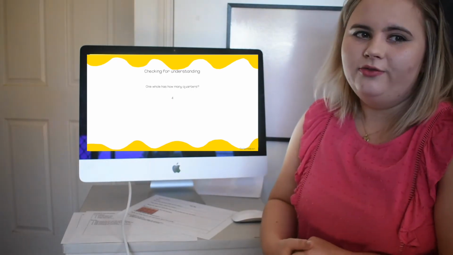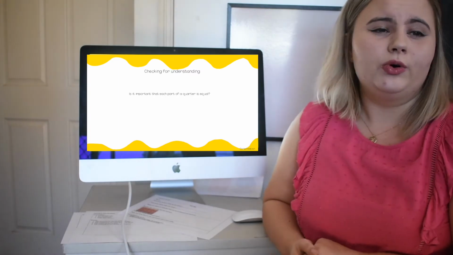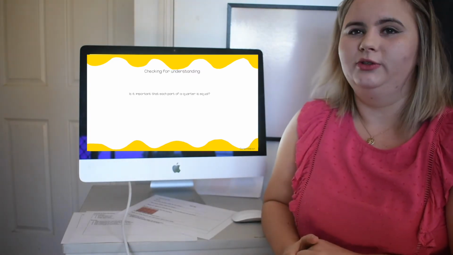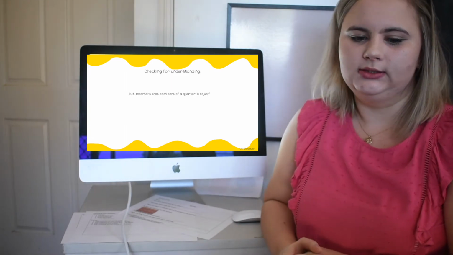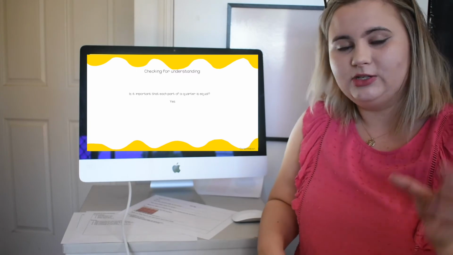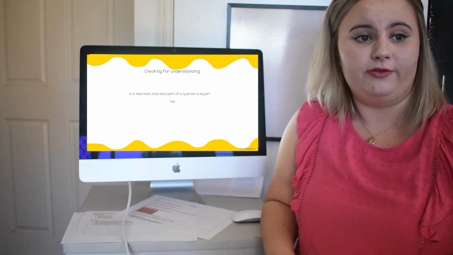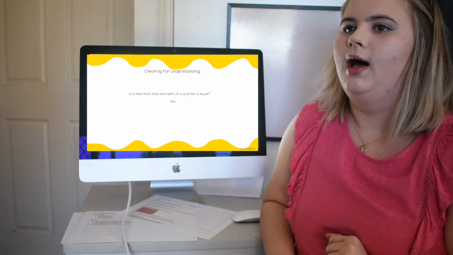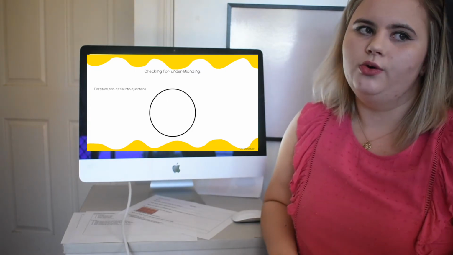So if we have 4 quarters, is it important that each quarter is equal? Is that important? Good. So yes, it is important because each piece or partition needs to have a fair share to make one whole. Alright, now we're going to partition our circle into quarters.